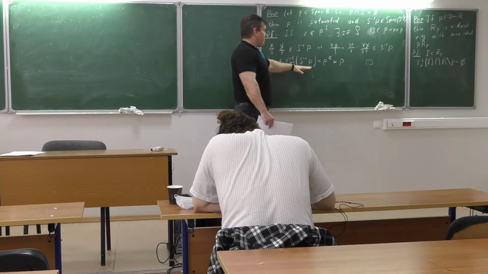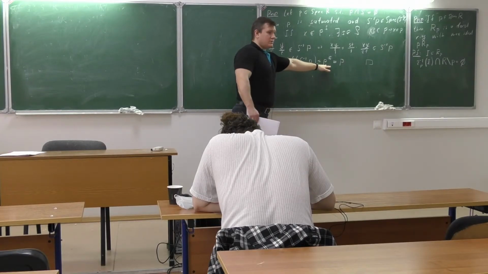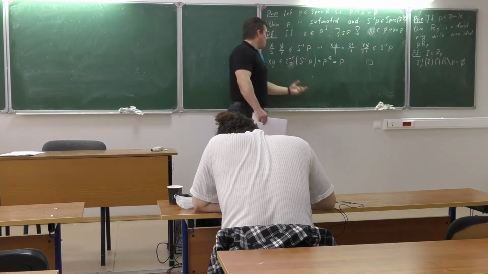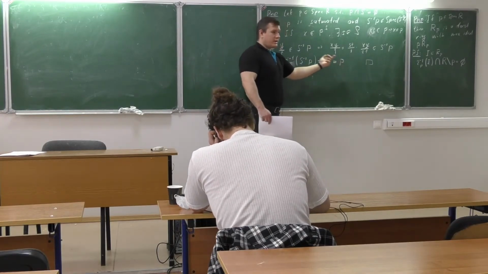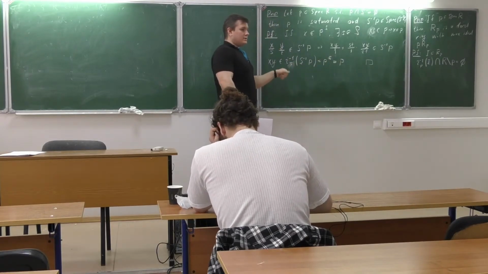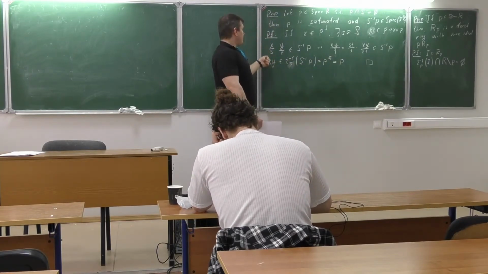But now I know by the second proposition that I proved that this thing is exactly the same as the saturation, and I already know that any prime ideal is saturated. So this is P. Then I have that the product of x and y is in the prime ideal, so I can conclude that x is in the prime ideal or y is in the prime ideal. That's enough. For example, if x is in the prime ideal, then this fraction will be here.